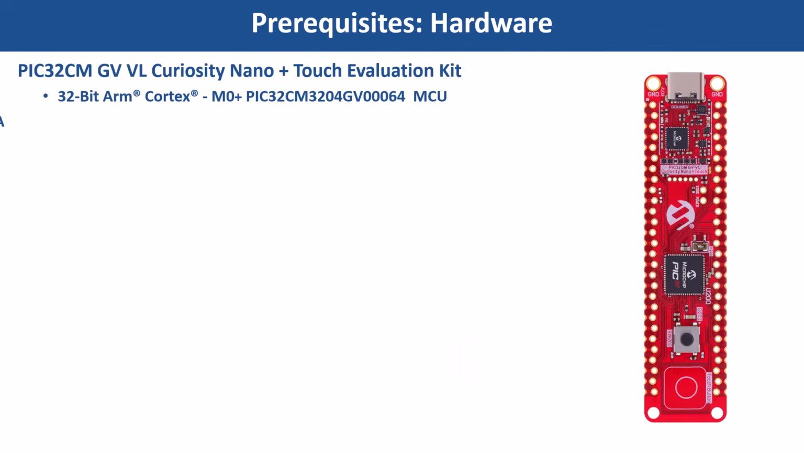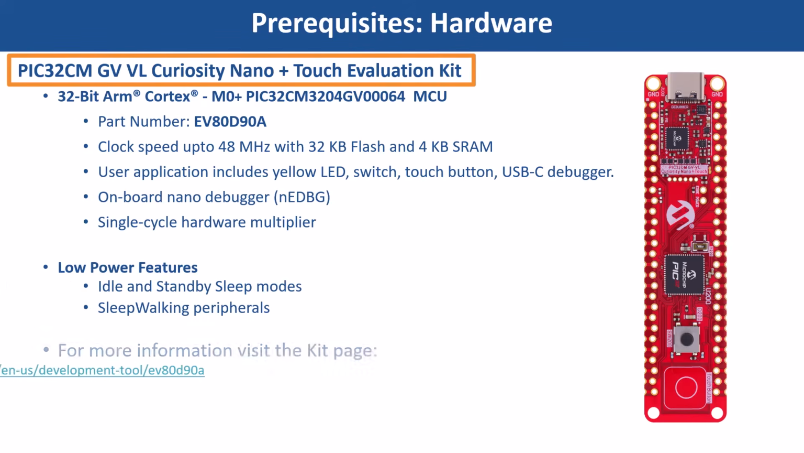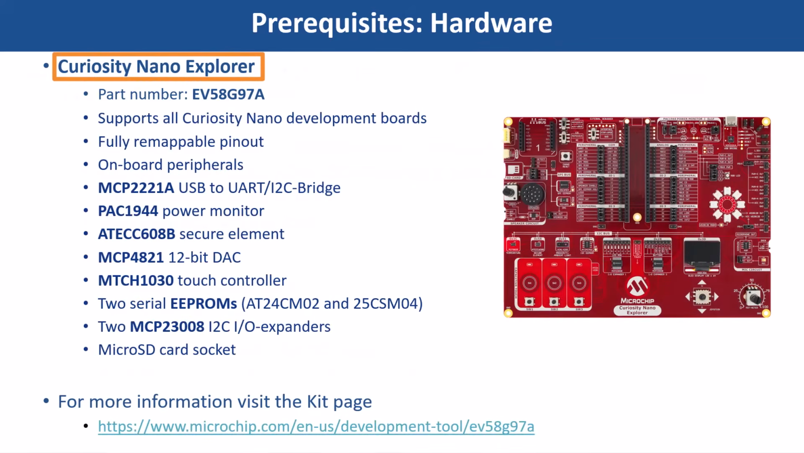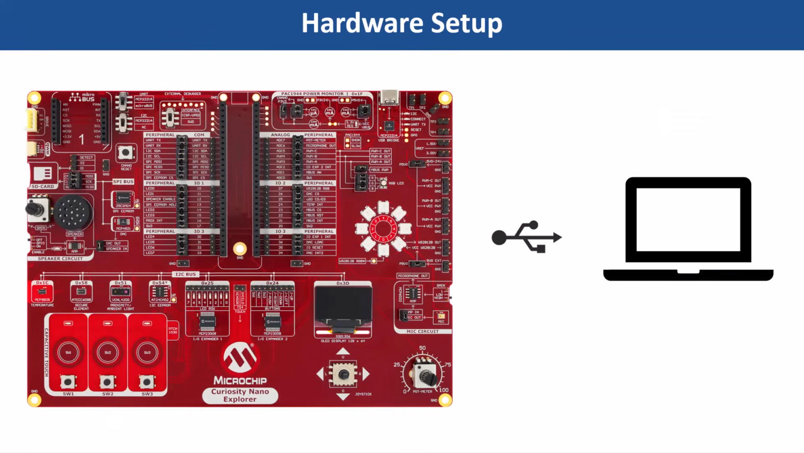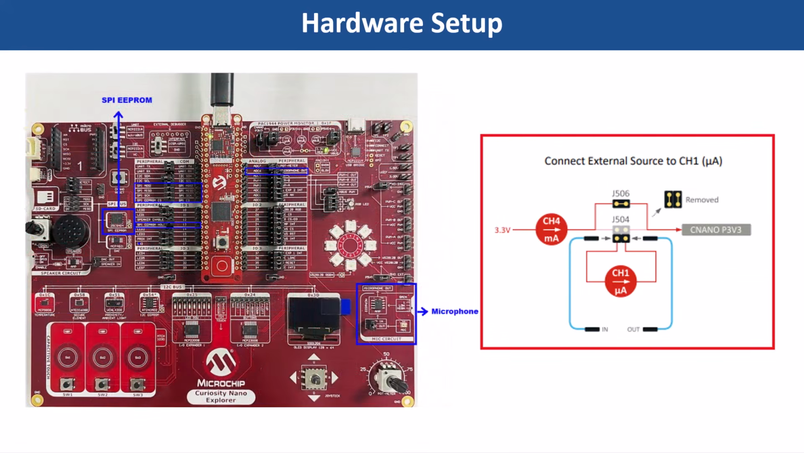To set up this demo, the hardware required includes the 32-bit ARM Cortex-M0 Plus based PIC32CM GV Curiosity Nano+Touch evaluation kit with clock speed up to 48 MHz mounted on the Curiosity Nano Explorer board. The Explorer board hosts the microphone, SPI EEPROM, and PIC1944 power monitor for current measurement. To flash and debug the firmware, connect the PIC32CM GV board to your PC using a Type-C USB cable. Ensure the jumper wires are connected properly between the kit and the Curiosity Explorer board as shown on the screen. For more details, refer to the online documentation for this demo.